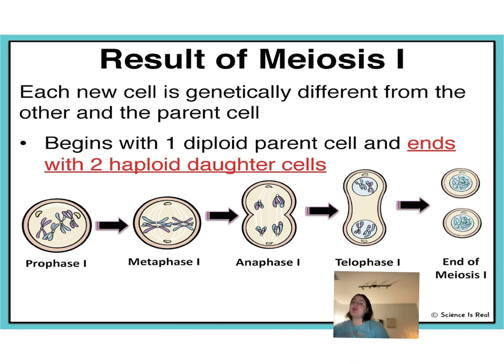So the result of meiosis one, this is what happens. We go from prophase one, they line up in the middle in metaphase, they're torn apart in anaphase. Telophase, we have two new nuclear membranes, and at the end we have two cells. We begin with one diploid parent cell, and we end with two haploid daughter cells. Y'all have already covered diploid and haploid, so I'm just going to be comfortable with those terms. So we go from one diploid to two haploid.